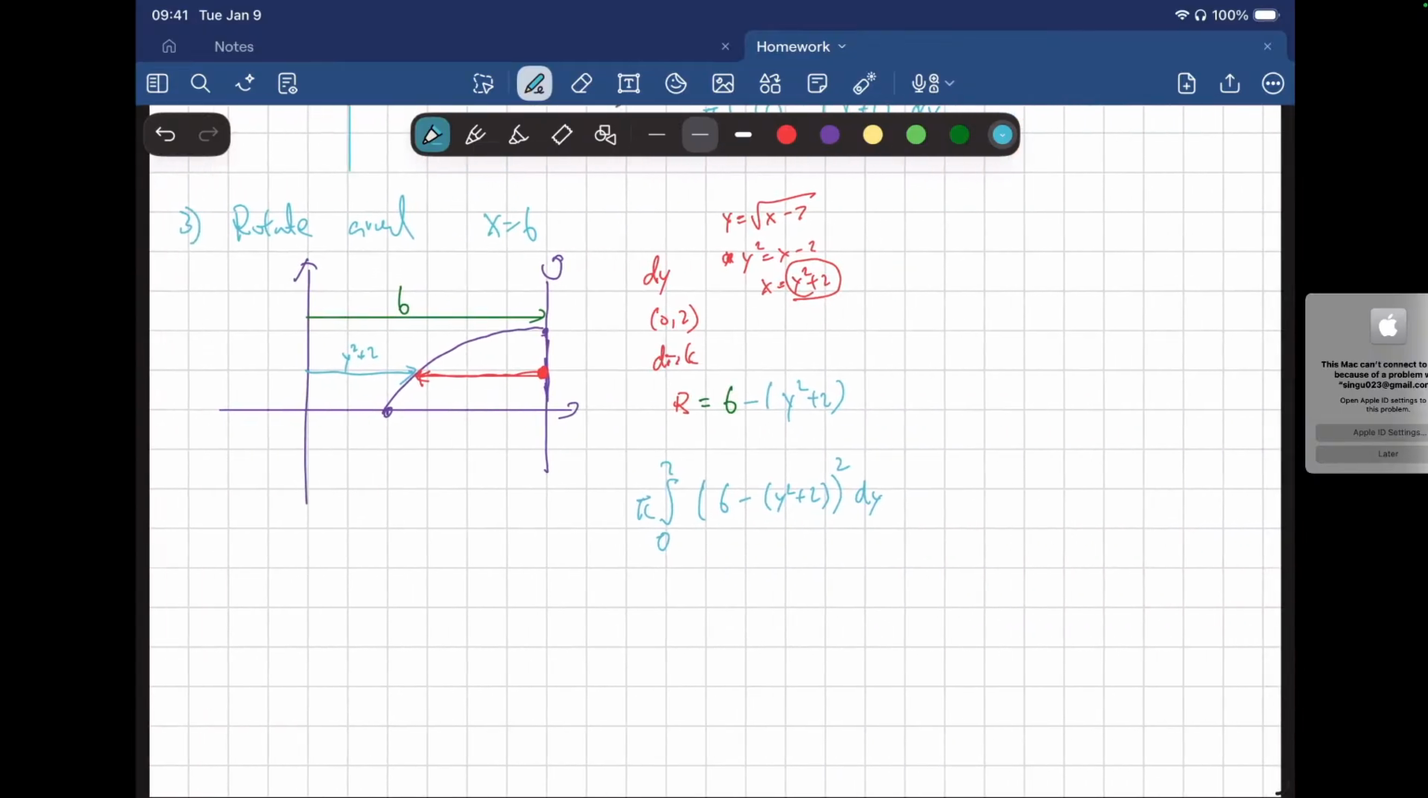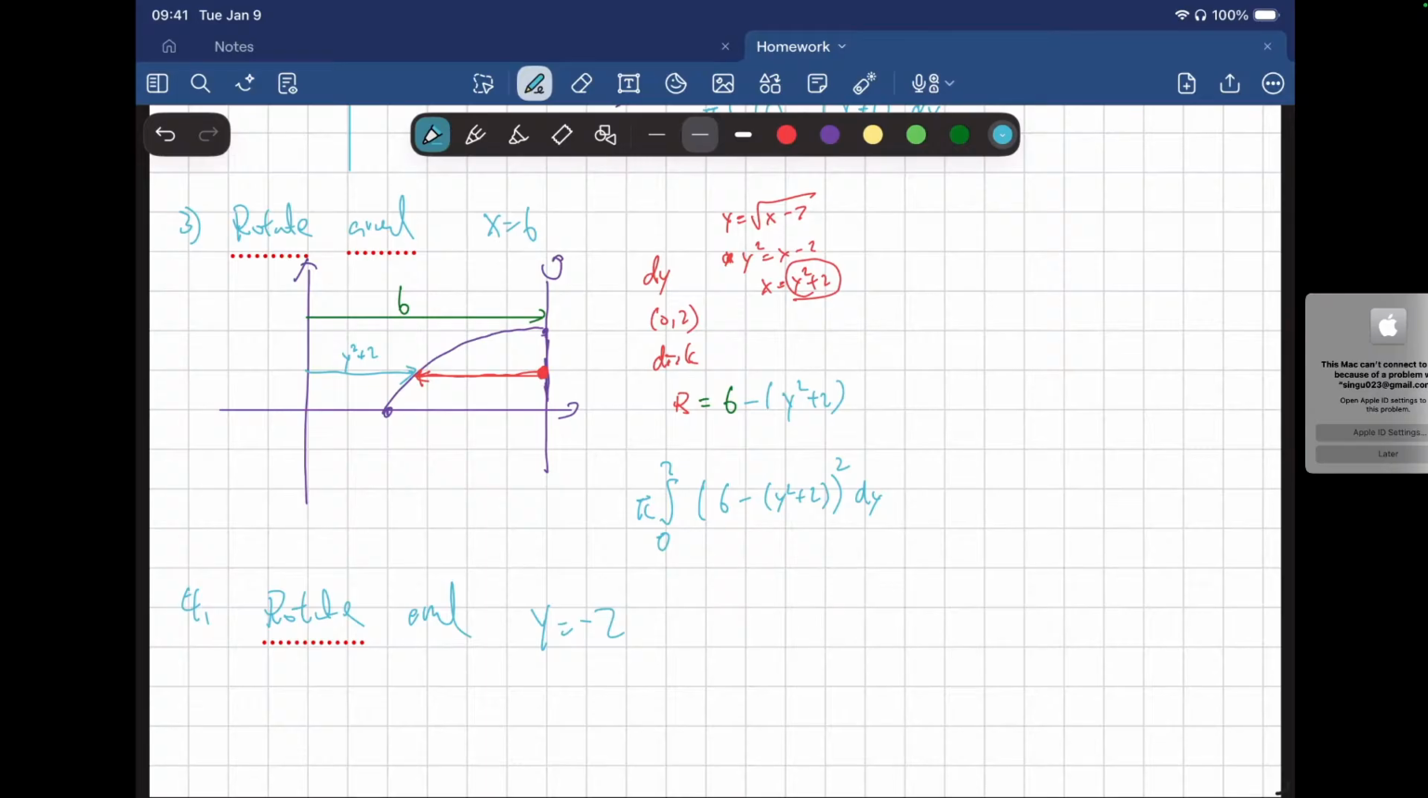Okay, fourth step. The fourth question. This one I'm going to ask you to rotate around x equal to -2. No, y equal to -2. Y equal to -2. I want you to rotate around y equal to -2.